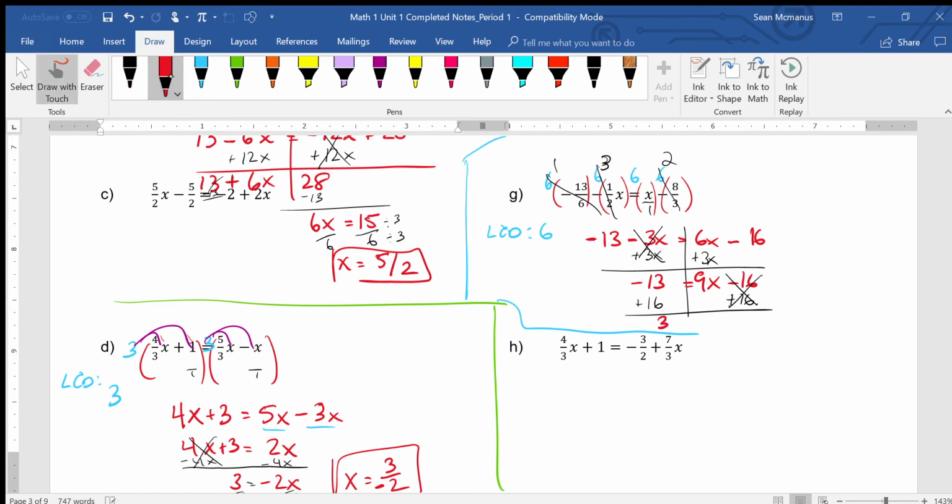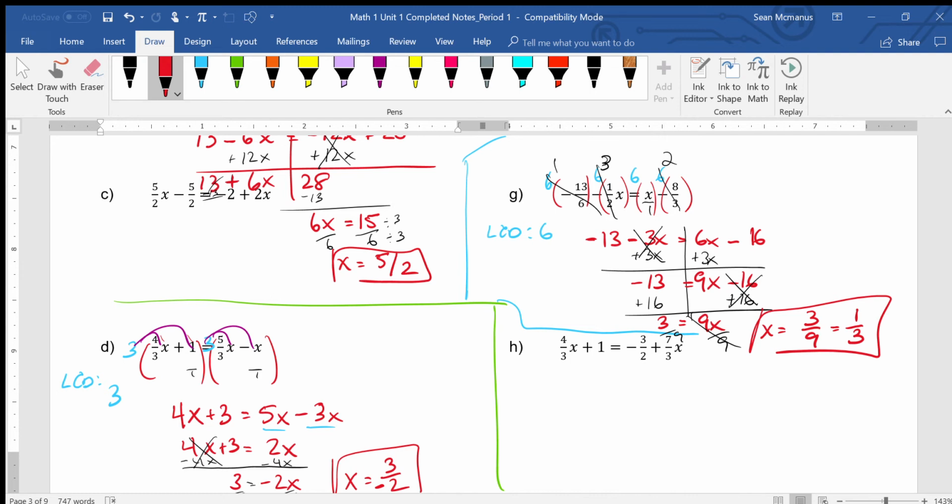16 minus 13 is 3. Equals 9x, and we're going to divide both sides by 9. 9 over 9 is 1, so that goes away, and I end up with x equals 3 over 9. I can reduce that fraction to 1/3.